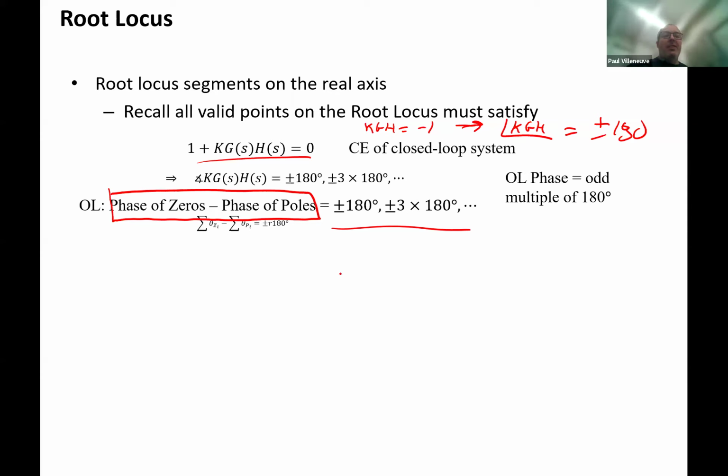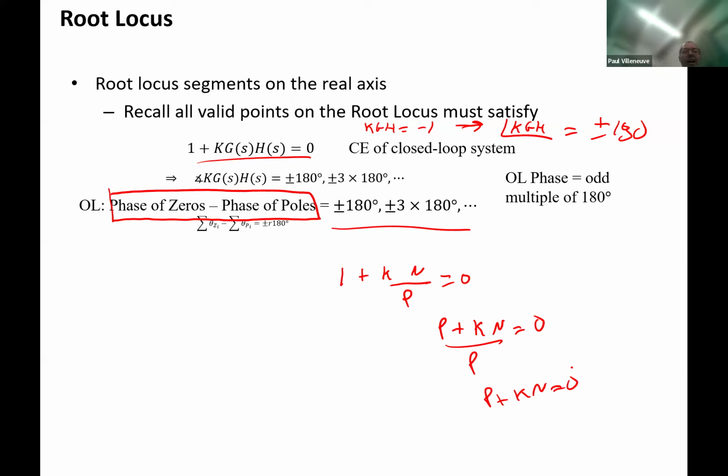Let me add this to you. Remember, this becomes 1 plus K. You have a numerator over here, right? That's our generic one. That has to equal 0. So when we do common denominator, but really all we care about is the numerator, right? We're looking for the roots. So why is that? Why does that have to equal 0? Or why does it equal the phase of the zeros minus the phase of the poles?